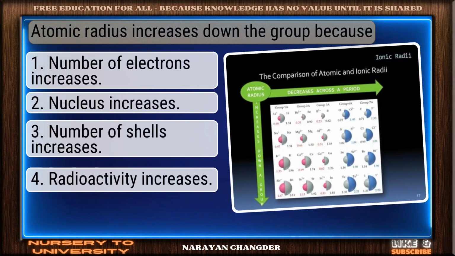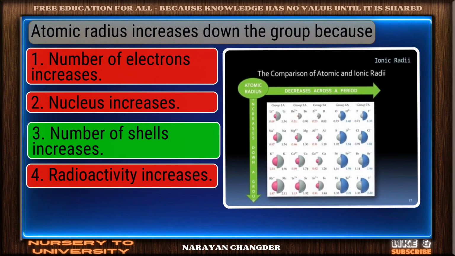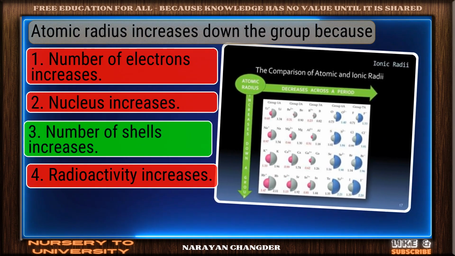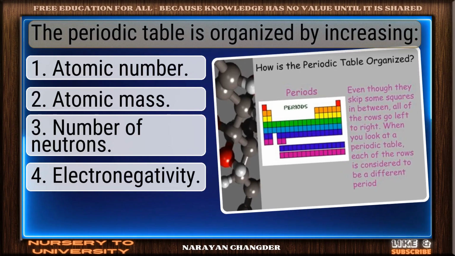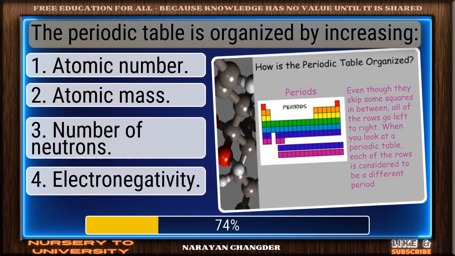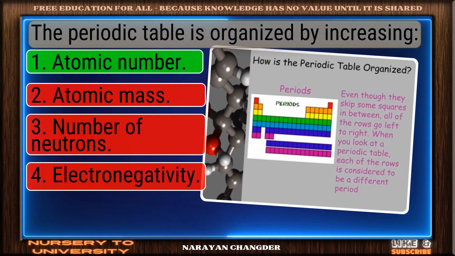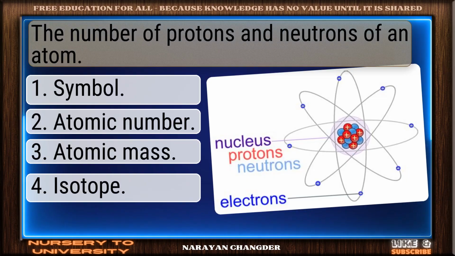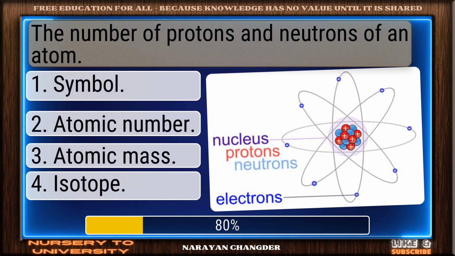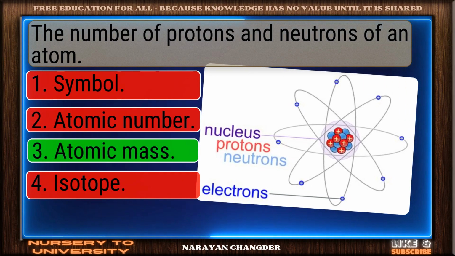Atomic radius increases down the group because. Great job. Number of shells increases is the accurate answer. The periodic table is organized by increasing. Right again. Atomic number is a valid answer. The number of protons and neutrons of an atom. Nicely done. Atomic mass is a solid answer.